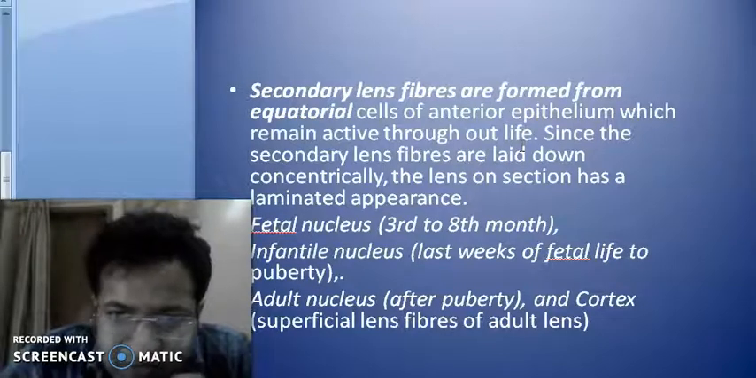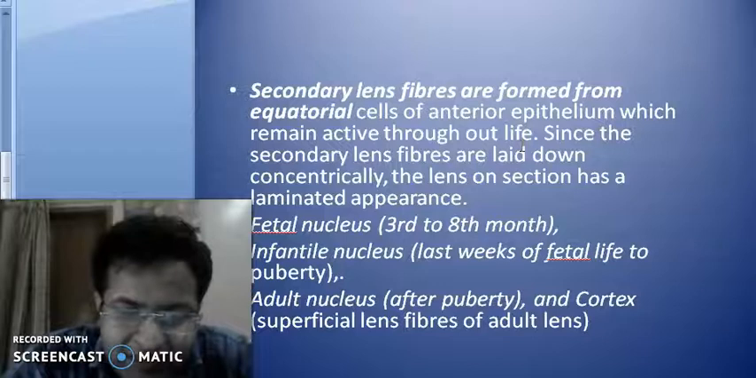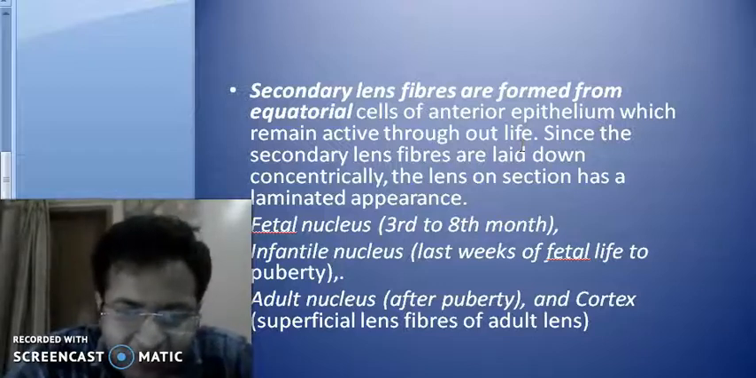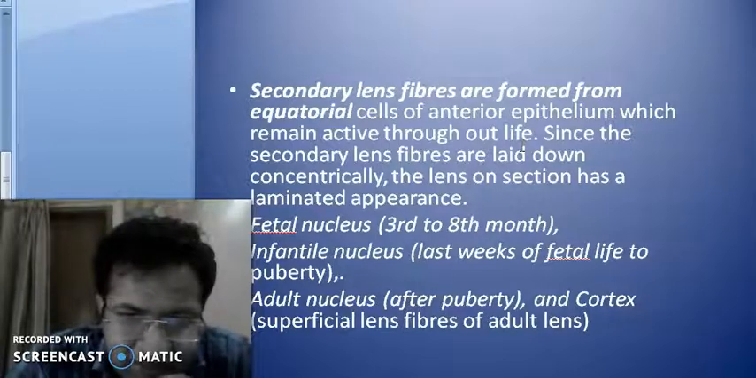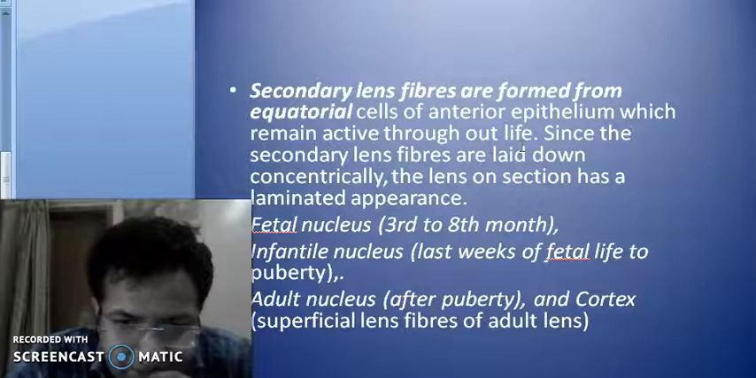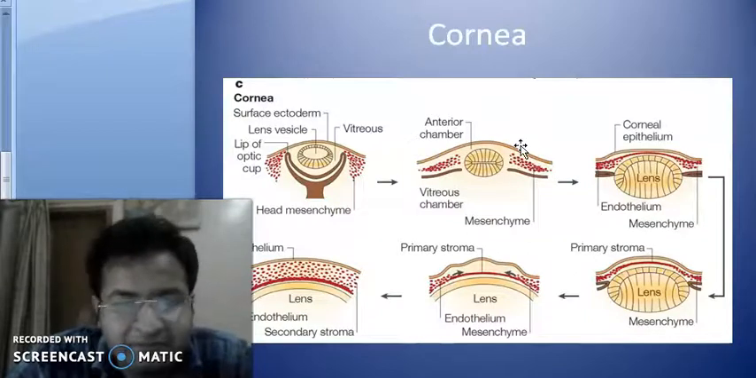The lens on section has a laminated appearance. The fetal nucleus is seen at the 3rd to the 8th month of gestation. The infantile nucleus is from the last weeks of fetal life up to puberty, and the adult nucleus is laid down after puberty, and the cortex has superficial lens fibers of the adult cells.